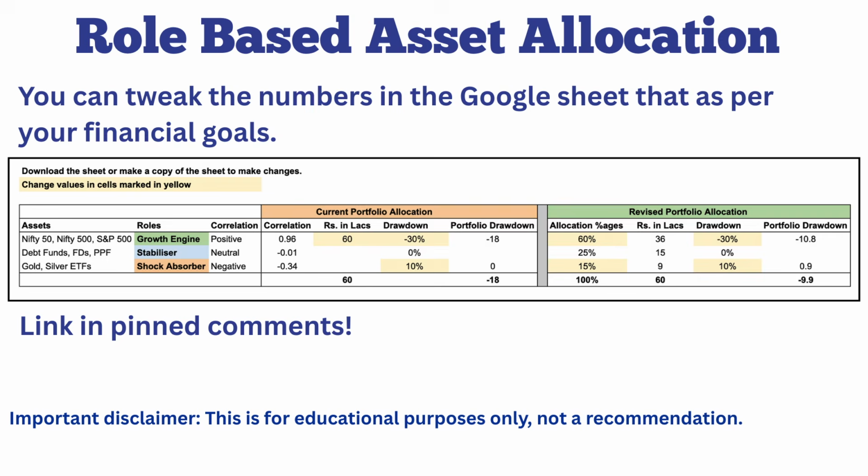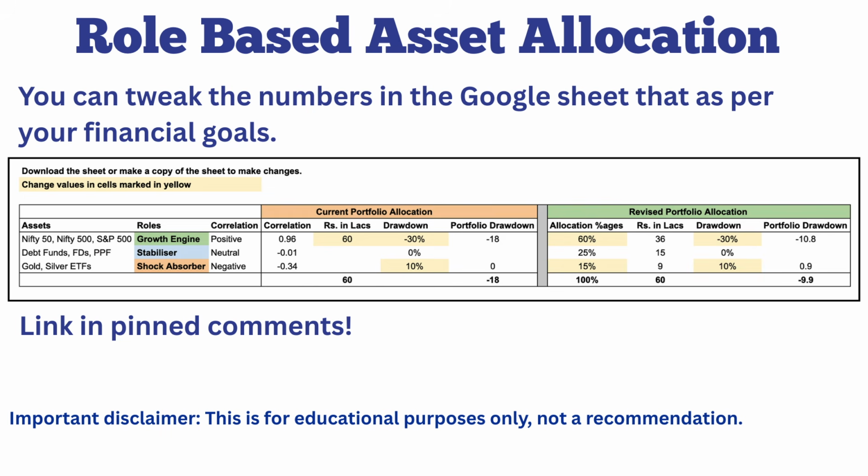If you want to understand your current allocation and where you aspire to be, you can use the Google Sheet to enter your percentage allocation in the growth, stabilizer, and shock absorber buckets as per your financial goals. It's the same link which is in the pinned comments.